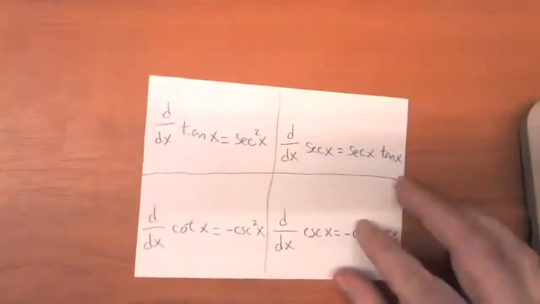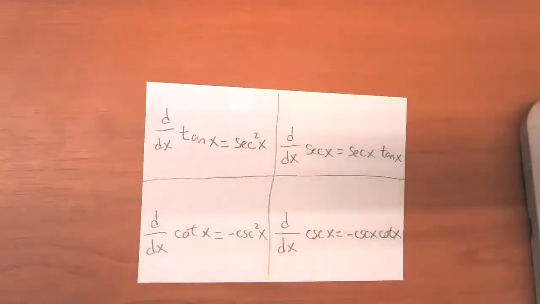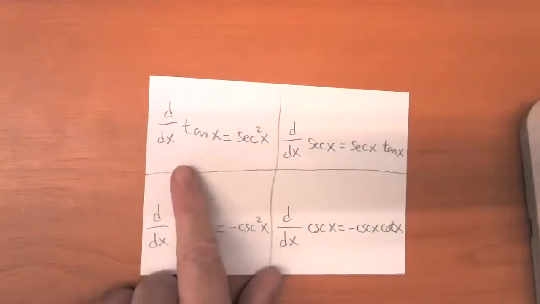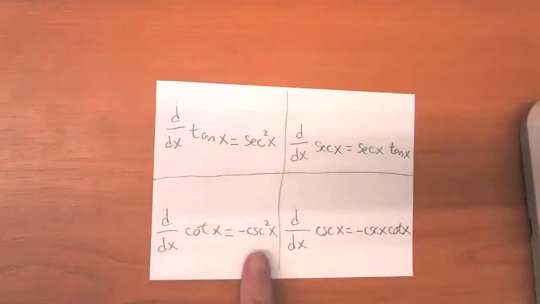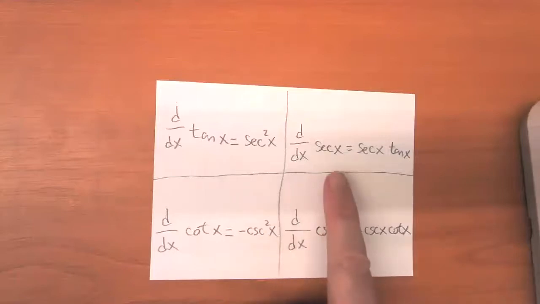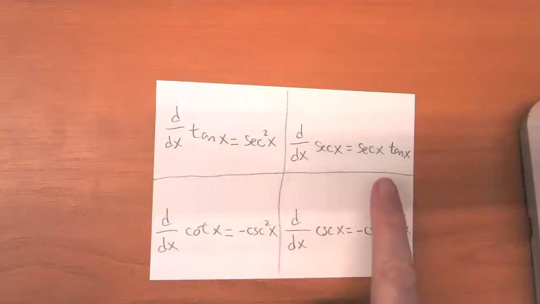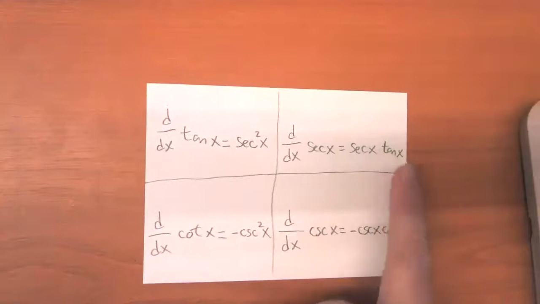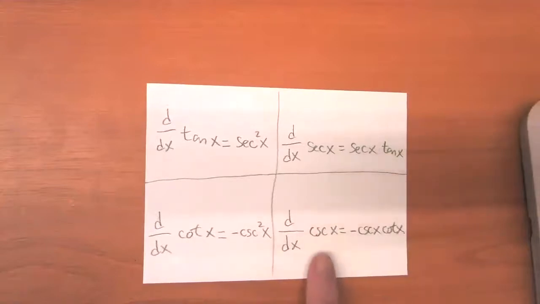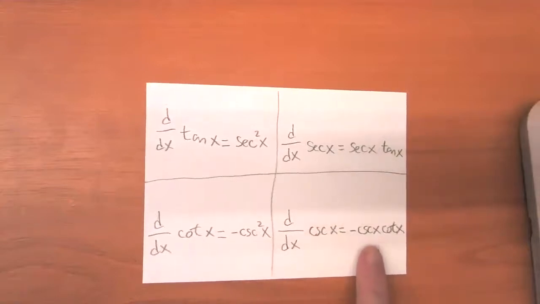But here is the upshot of it, and all of this is written on our derivatives and limits reference sheet. We just saw that the derivative of tangent is secant squared. The derivative of cotangent is negative cosecant squared of x. The derivative of secant of x, if you use the quotient rule, you're going to come up with some expression, but it can be simplified as secant x times tangent of x. And the derivative of cosecant of x is equal to negative cosecant of x times cotangent of x.